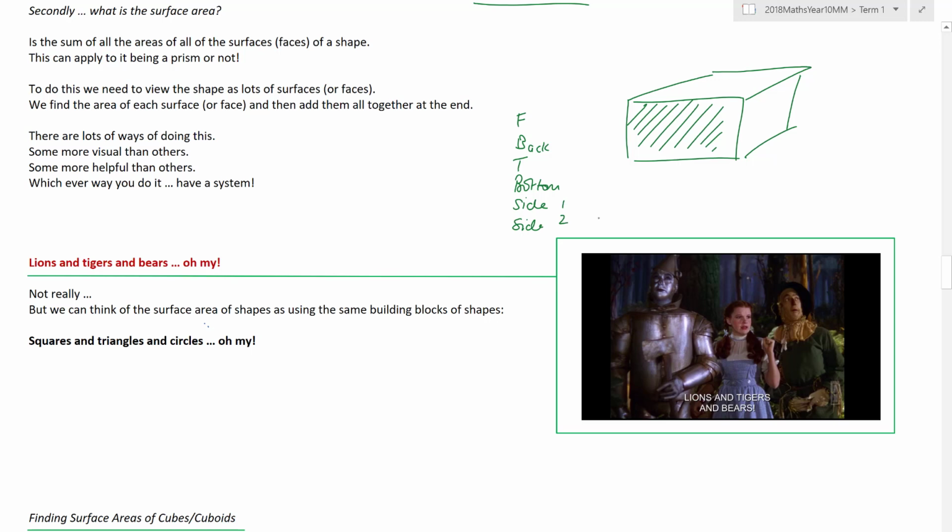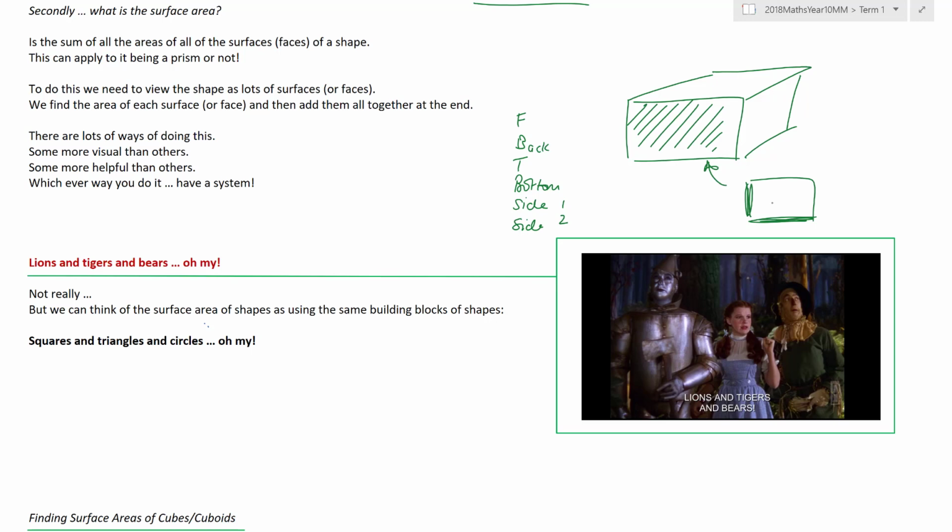Each of these are effectively flat shapes. If we look at the front of this, if that was the only thing we could see of the shape, we would probably think it's just a rectangle. And can we find the area of a rectangle? It's base times height. So we know what the base is, and we know what the height is. And so we take those two together and multiply them, and we have the area of the front.